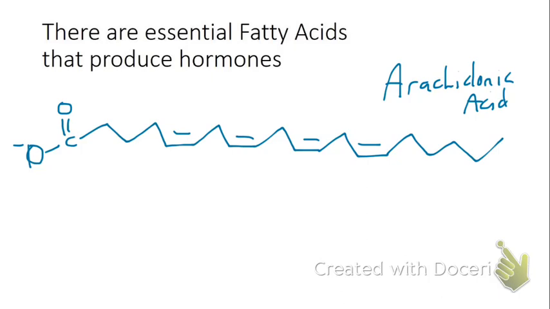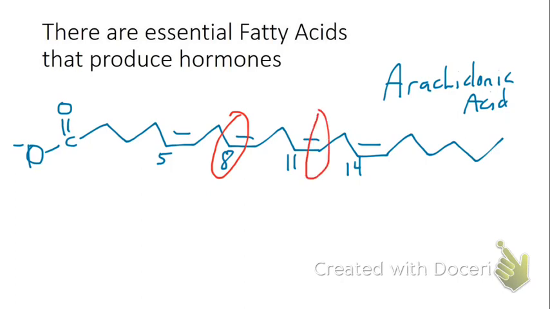So arachidonic acid is an essential fatty acid. It's found in your brain, your muscles, or your liver. So we have carbons 5, 6, 8, 11, 12, 13, and then 14. The two that we're going to focus on are carbon number 8 and carbon number 12.